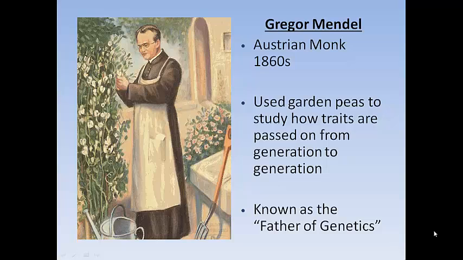Gregor Mendel was an Austrian monk. He lived a long time ago. He was a mathematician, not a biologist, and he used math to figure out how traits were passed from generation to generation. We call him the father of genetics.